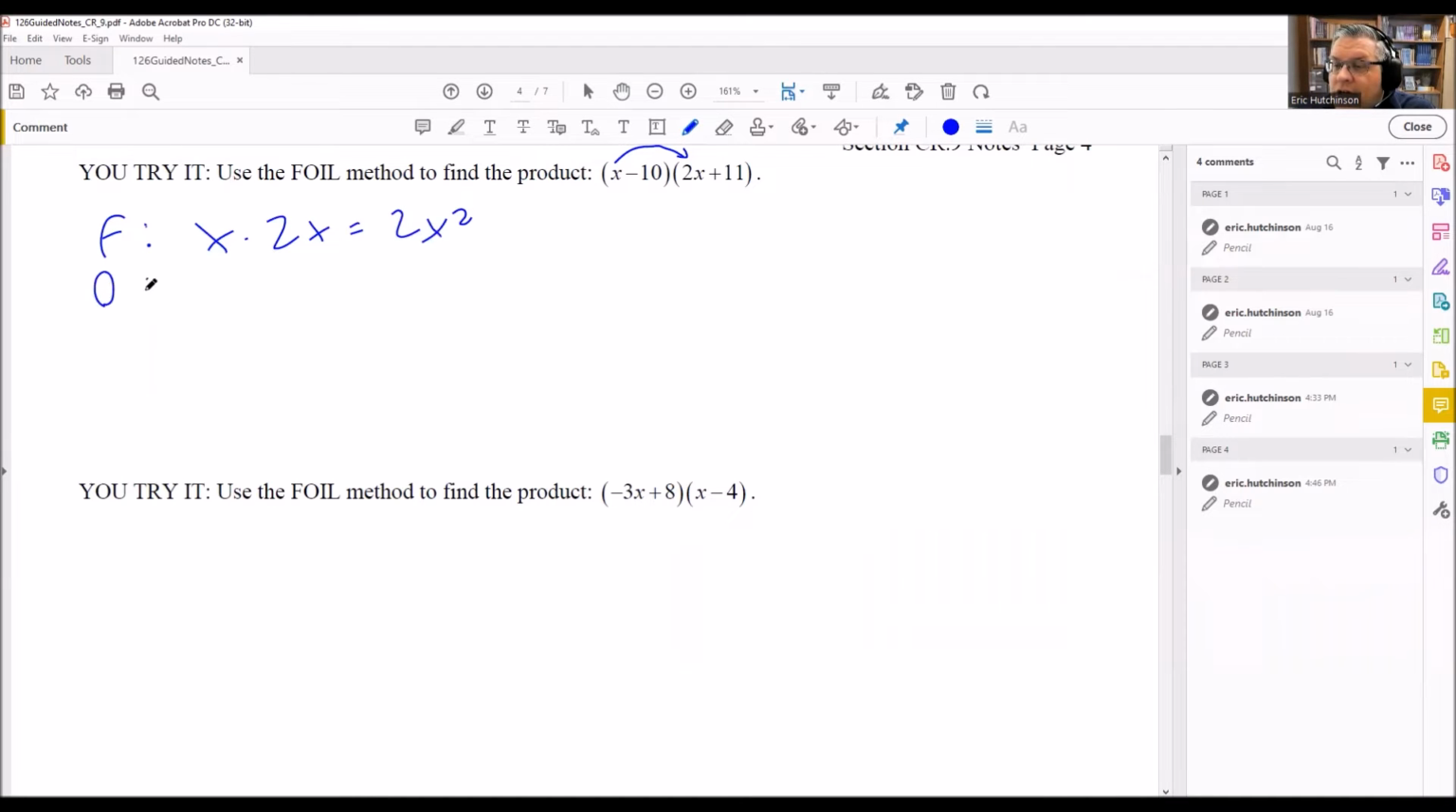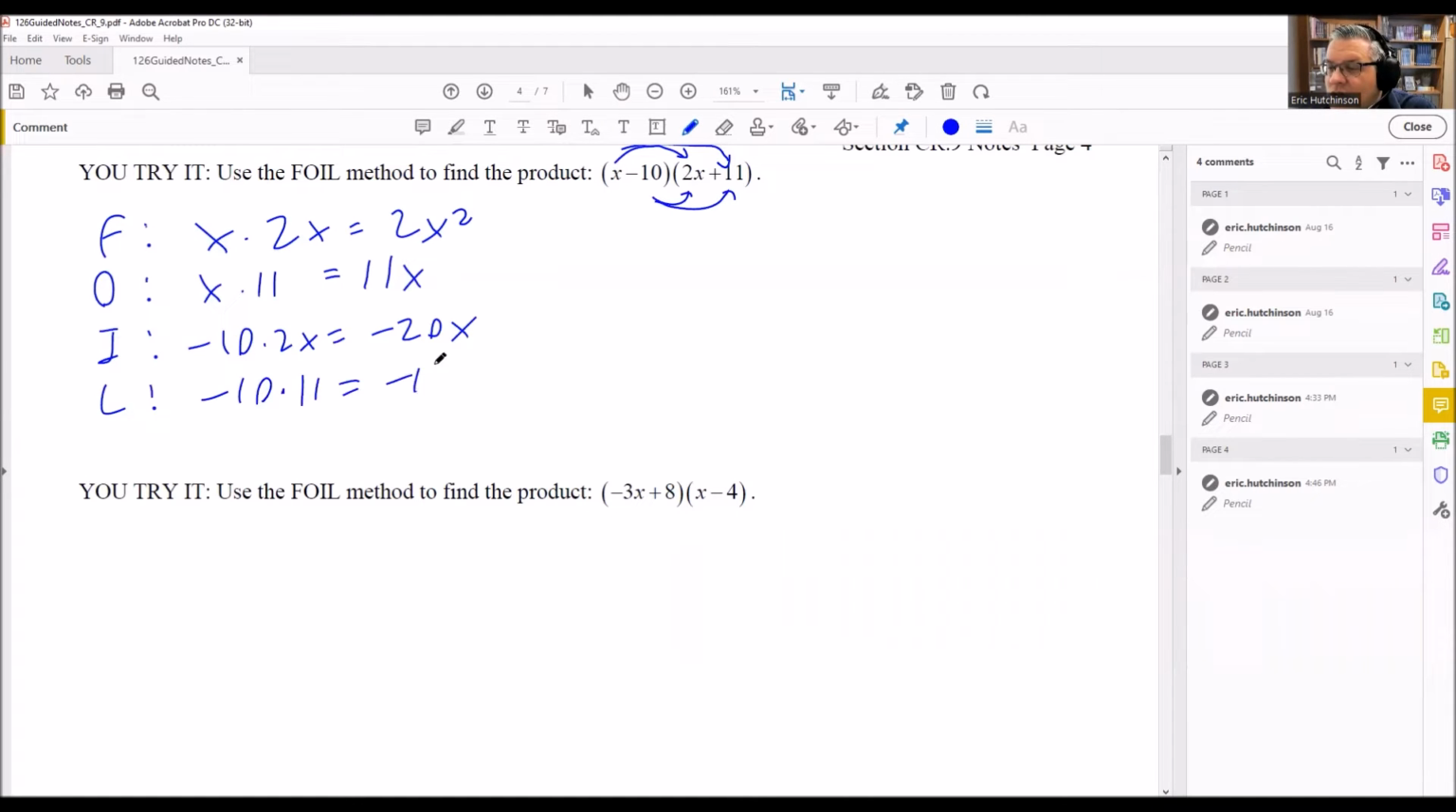Then we're going to do the outer terms. That would be these. X times 11 is 11x. The inner terms would be negative 10 times 2x, which is negative 20x. And then the L would be the last terms. Negative 10 times 11 is a negative 110.